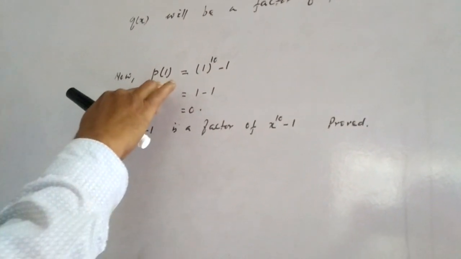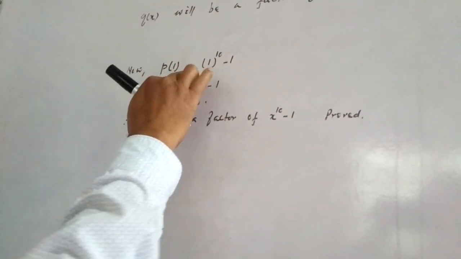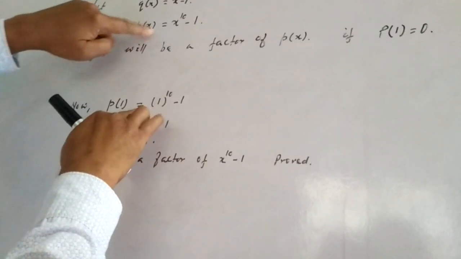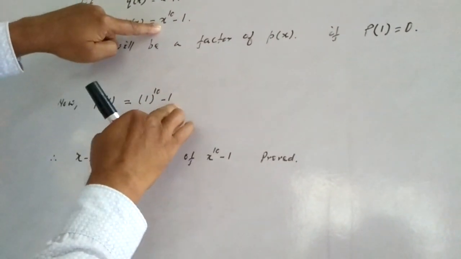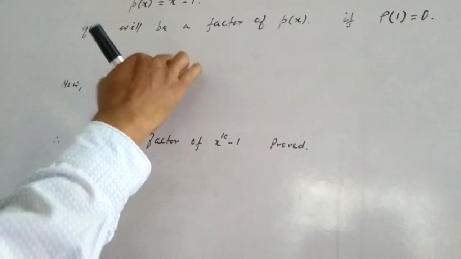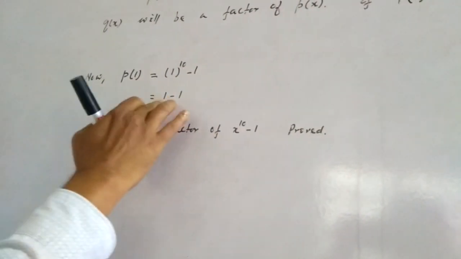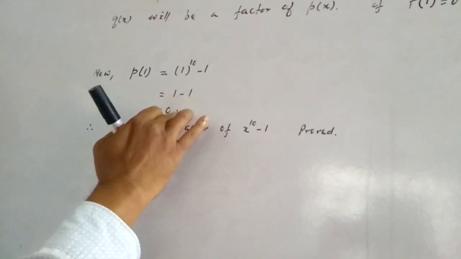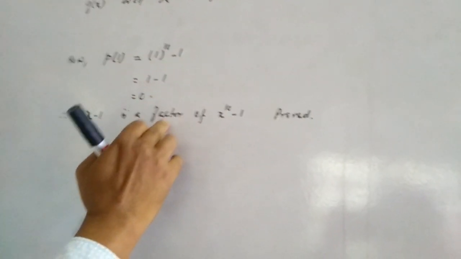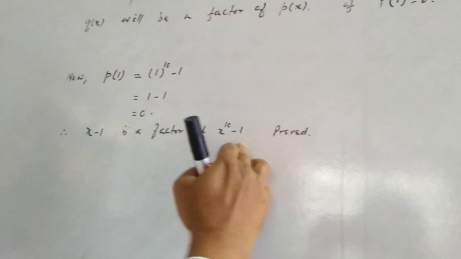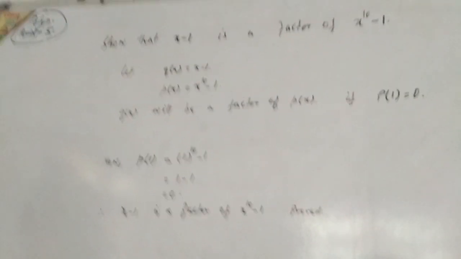Now remainder निकालते हैं. p(1) ले लिए तो p(1) is 1 to the power 10 minus 1, 1 पर पावर 10 का वैल्यू 1 होगा. 1 having any power equals 1, minus 1, it gives 0. Hence x minus 1 is a factor of x to the power 10 minus 1. This is proved.